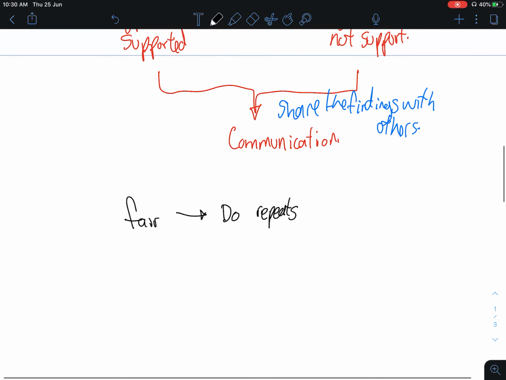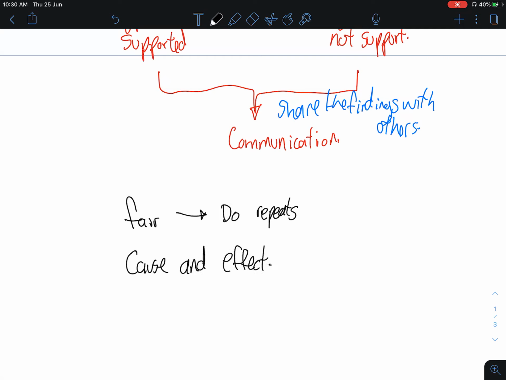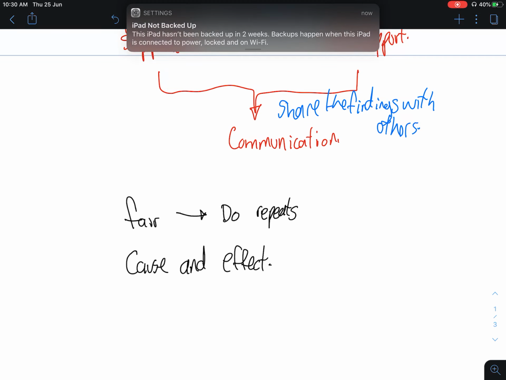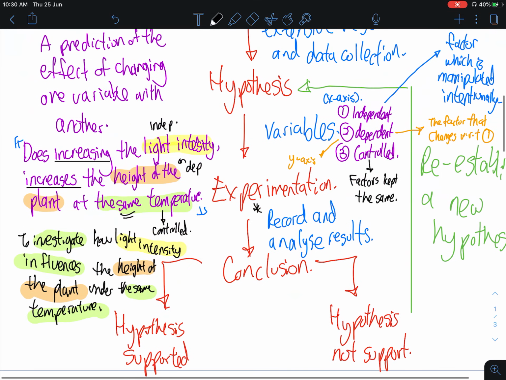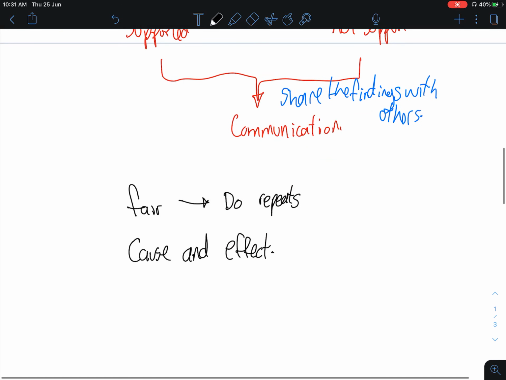So rather than repeating the experiment once, you do it for multiple readings to ensure that they are consistent and fair. Then you can take the average. The other thing is to establish a cause and effect relationship. What do we mean by cause and effect? In the example given, it is mainly: does the light intensity affect the height? So you are establishing whether light intensity will cause a change in height, which is the effect. And of course, you must be able to measure and implement all this.